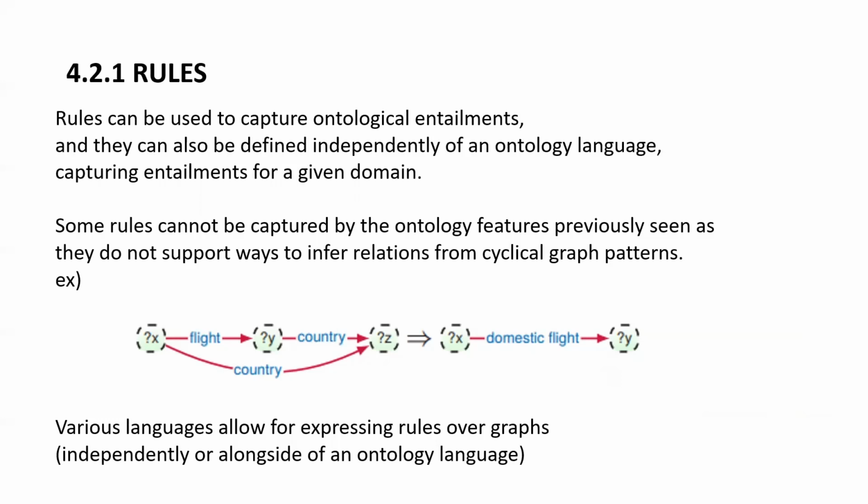Various languages can be used to express rules in graphs, along with independent or ontology languages. Examples of languages are Notation3 (N3), Rule Interchange Format (RIF), Semantic Web Rule Language (SWRL), and the SPARQL Inferencing Notation (SPIN).